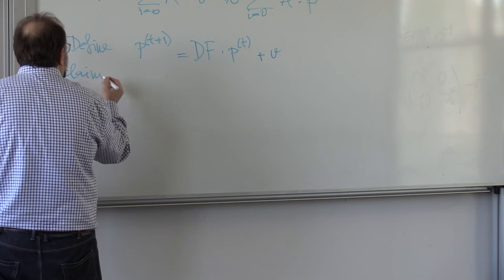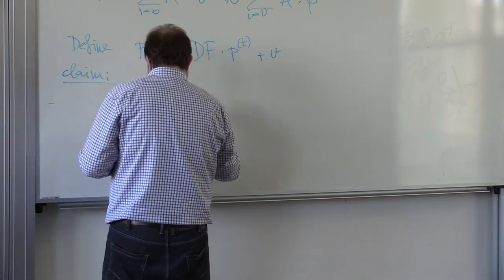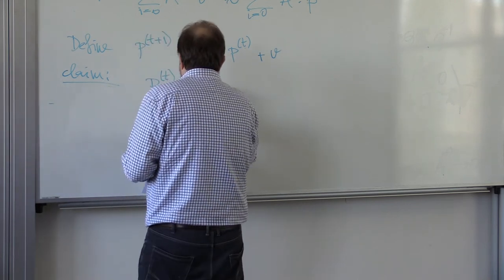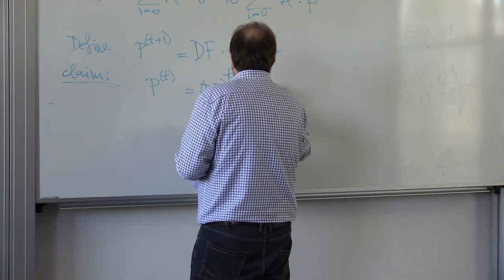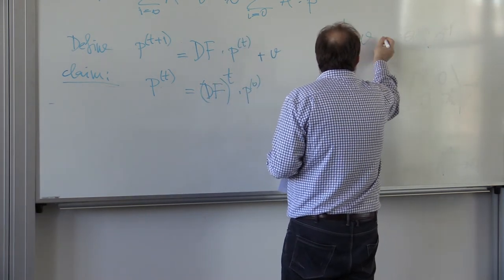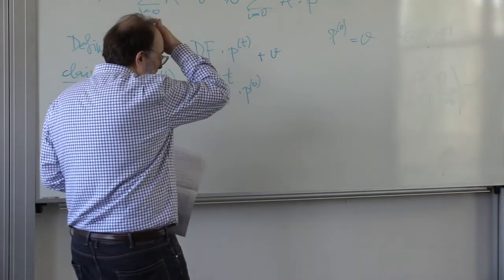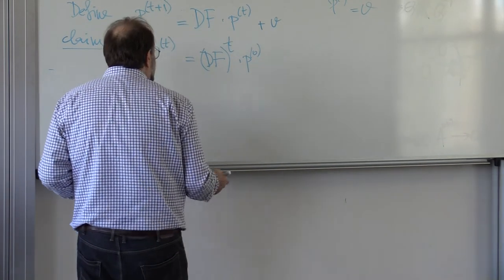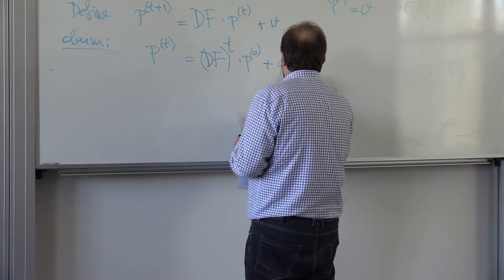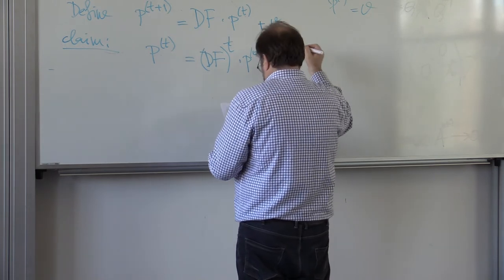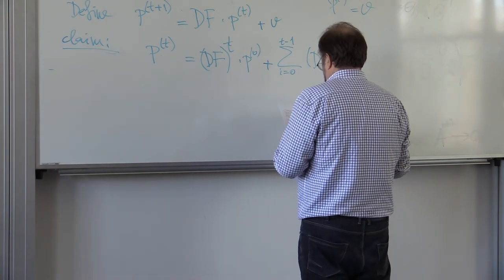Then what do we have? Then the claim is that P to the power T can be written as DF to the power T times the 0th iteration of P, which we can just take to be V. And you can actually start with an arbitrary vector, it doesn't matter, just as in PageRank. Then this is equal to that plus the sum I equals from 0 to T minus 1 of DF to the I times V.